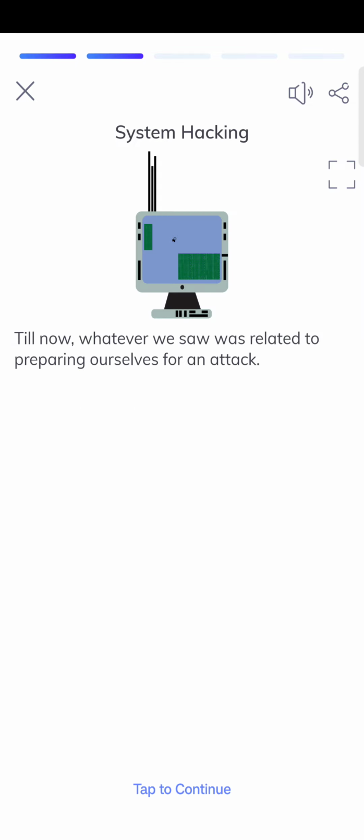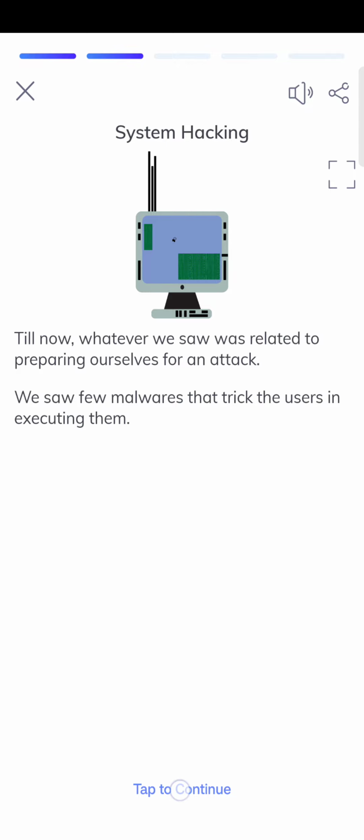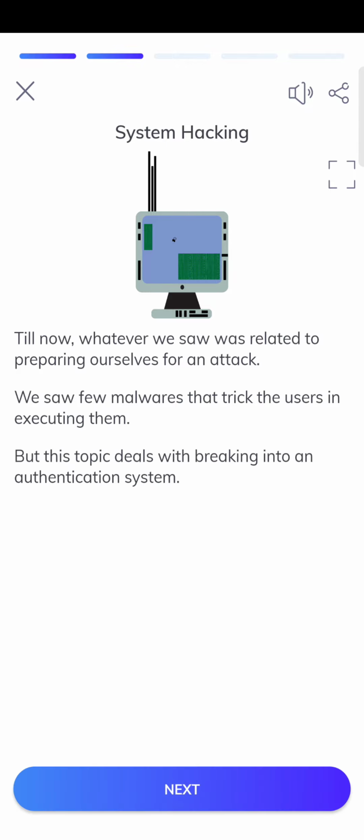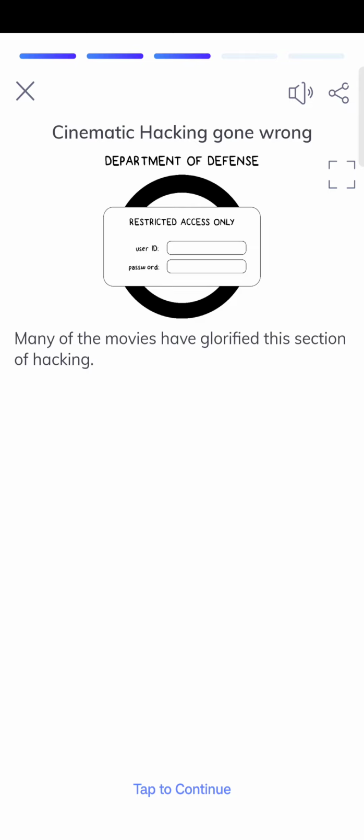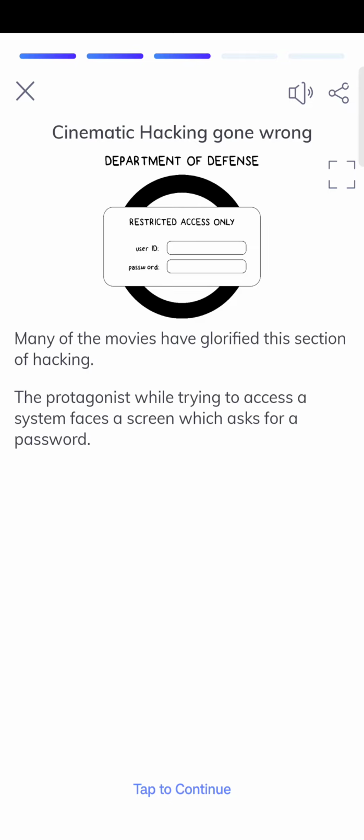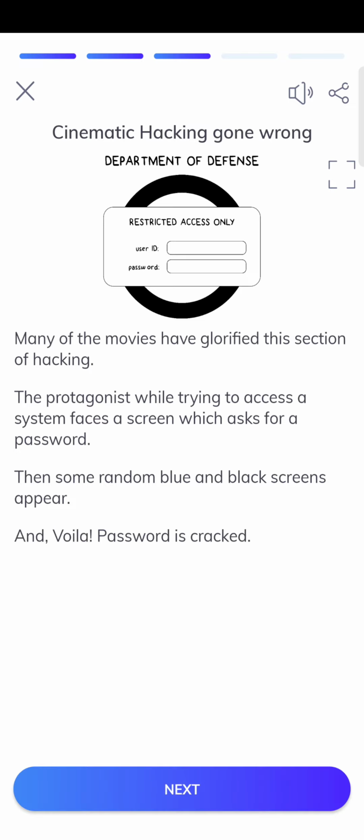Till now, whatever we saw were a few malwares that trick the users into executing them. But this topic deals with breaking into an authentication system. Many of the movies have glorified this section of hacking. The protagonist, while trying to access a system, faces some random blue and black screens. And, voila! Password is cracked.